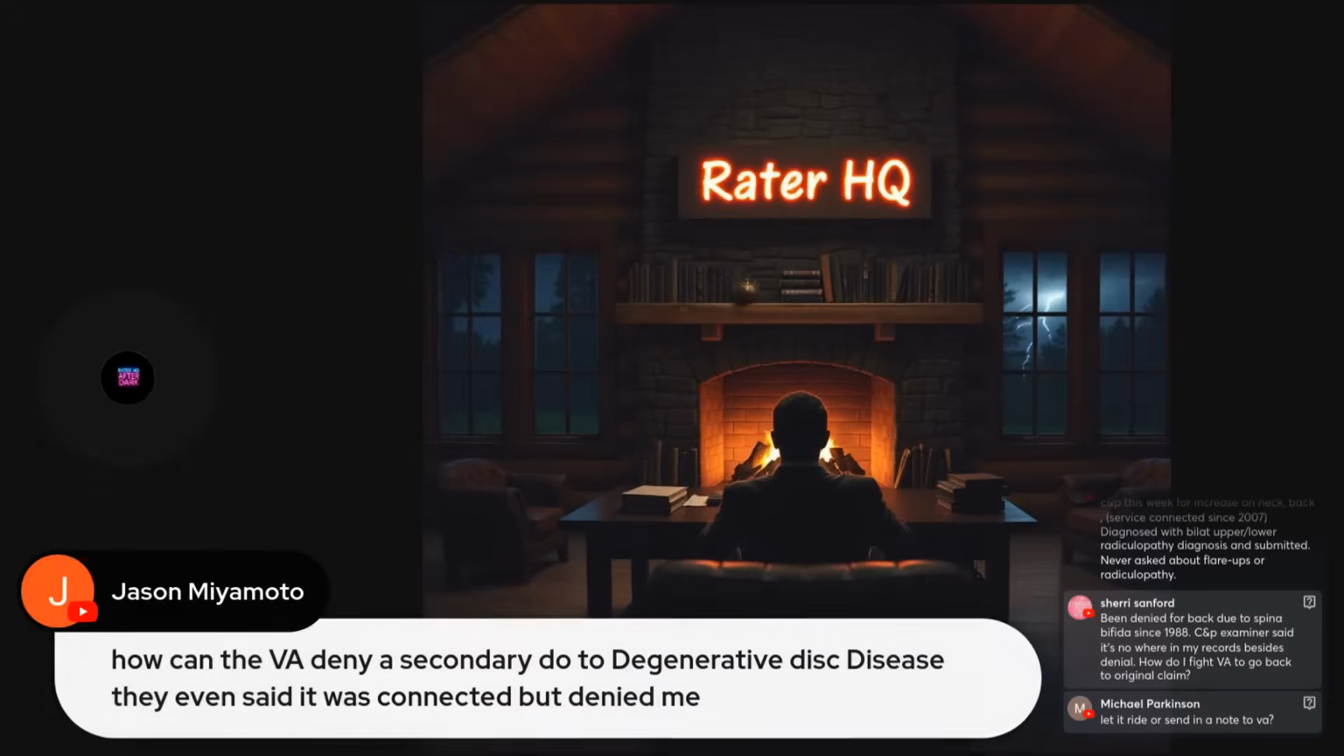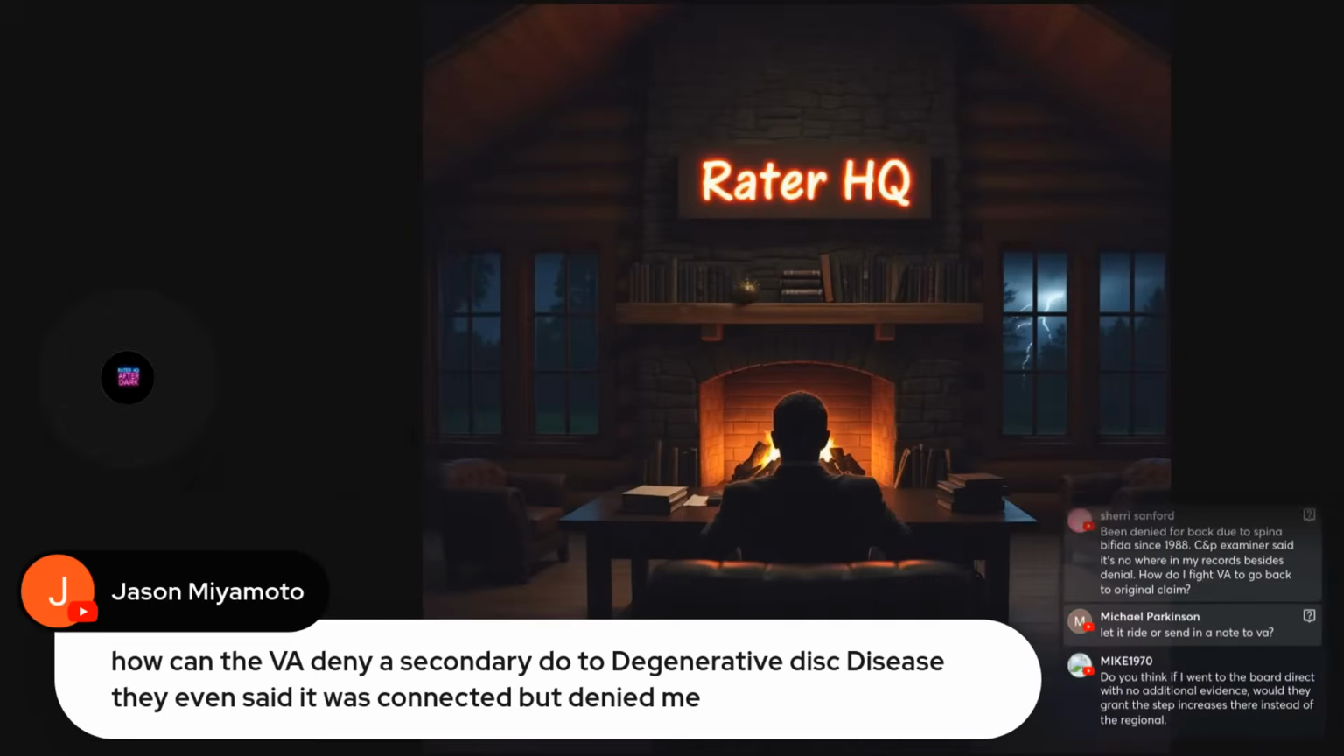How can the VA deny a secondary due to degenerative disc disease? They even said it was connected, but denied me. A secondary DO? I don't know what that is. Disability? No. I don't know.